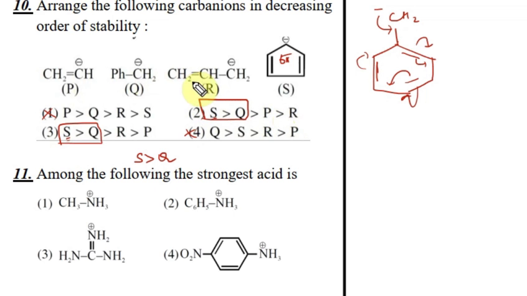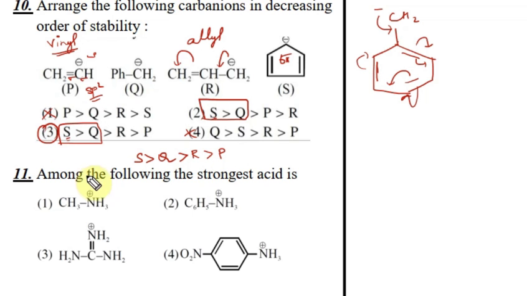Okay, P and R. Now when you look at it, this is called vinyl. Vinyl is stable to an extent only because of one reason. Here one sigma bond, here one sigma bond, here one lone pair. So sp2 hybridization, s character is a little bit higher than normal sp3. So vinyl. Whereas this is called allyl. Allyl means it's in conjugation. Okay, conjugation is always better. So S greater than Q greater than R greater than P.